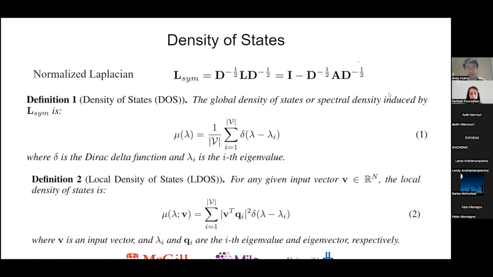So the equation of the density of states is, as I explained, essentially computing for this range. This lambda here, I'm not sure if you can see my cursor, is essentially the range of eigenvalues, and you count how many of the eigenvalues are within this range. So that's the Dirac delta. That's a 0-1 function. If the eigenvalue is in this range, then this is 1. So for each range, you would compute how many eigenvalues are in the range.